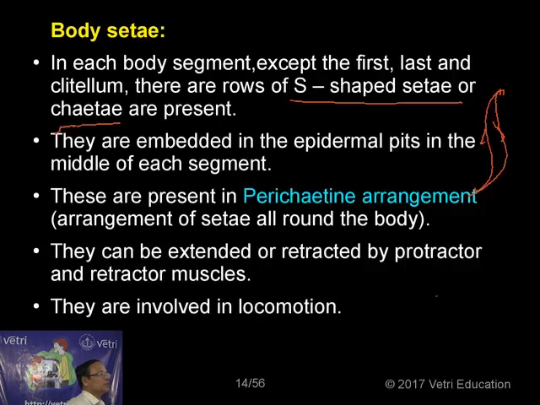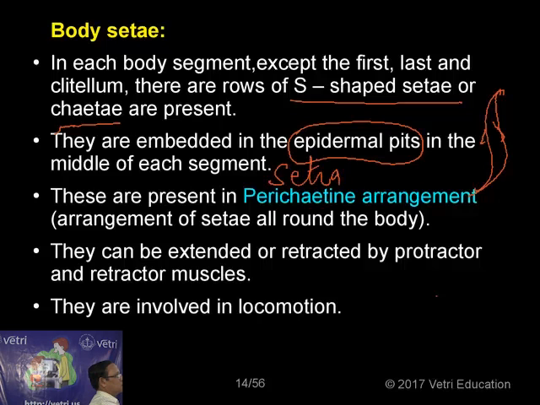So it is sigmoid in shape, located in pits, and these pits are called setigerous sacs. The sacs or pits in which the body setae are found are called setigerous sacs. These are all epidermal pits. The setigerous sacs are the place of location or embedding of the body setae.